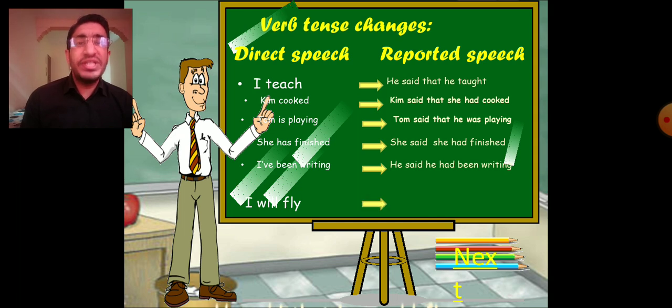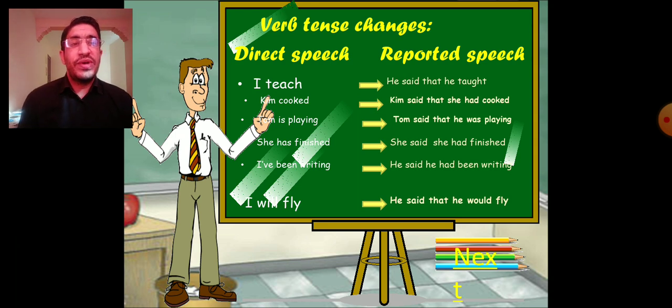So the present perfect becomes the past perfect. She said she had finished. I have been writing. As you might see, we are talking here about the present perfect continuous. The present perfect continuous becomes the past perfect continuous. So he said he had been writing.